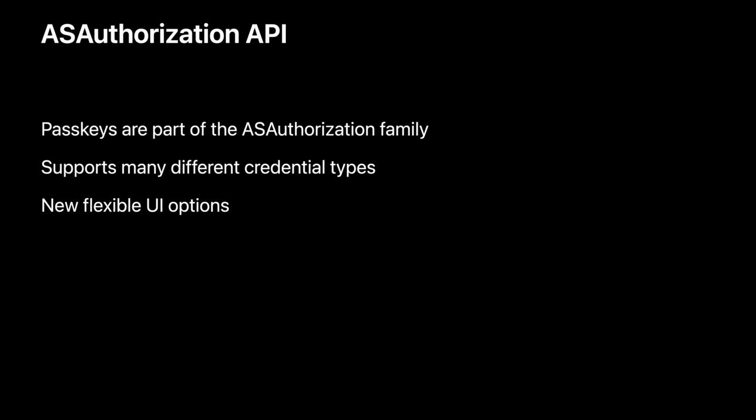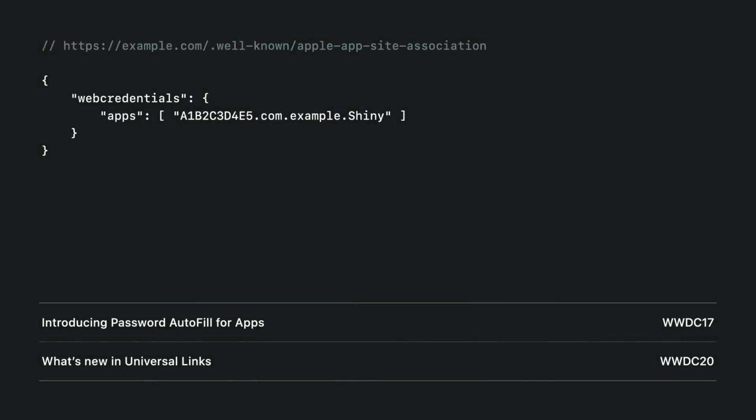In apps on Apple platforms, passkeys are part of the AS Authorization API family in the Authentication Services framework. This is our API for working with all kinds of different credentials, including passwords, security keys, and sign-in with Apple. We've also added a few new methods you can use, like autofill support, to make this API even more flexible and let you fit it in seamlessly in your existing sign-in flows. To get started using passkeys in your apps, first you'll need to set up associated domains using the Web Credentials service.